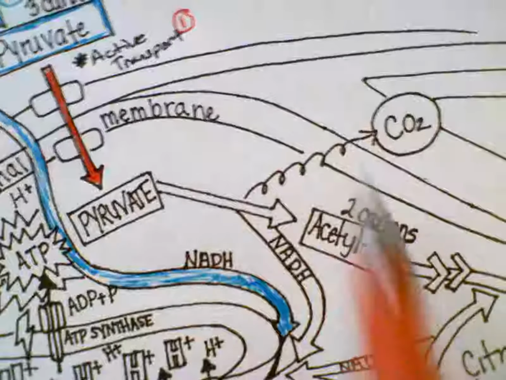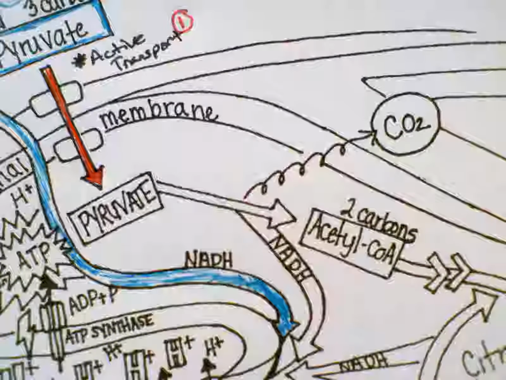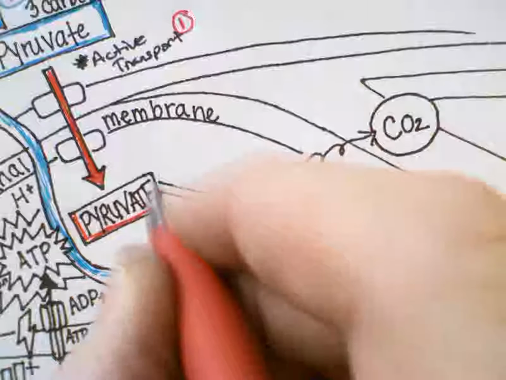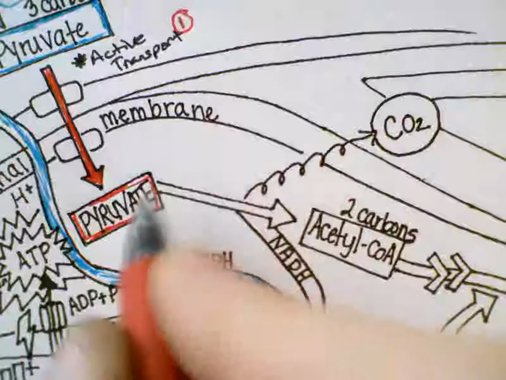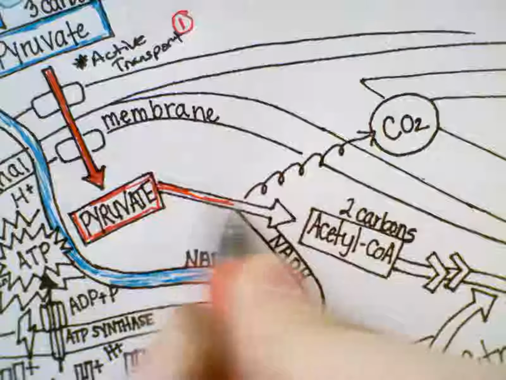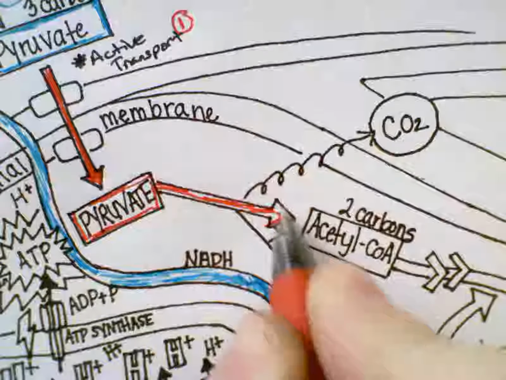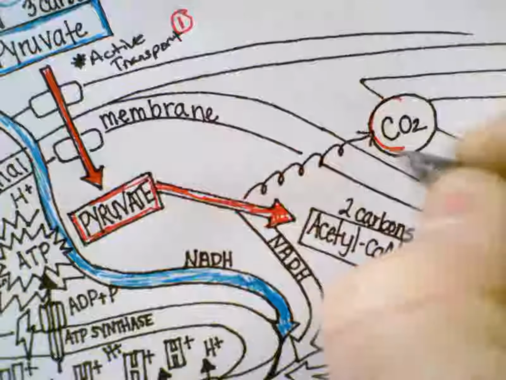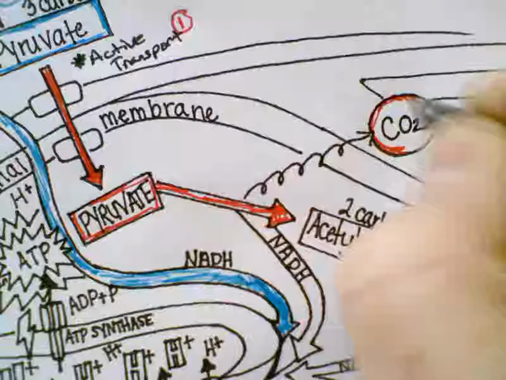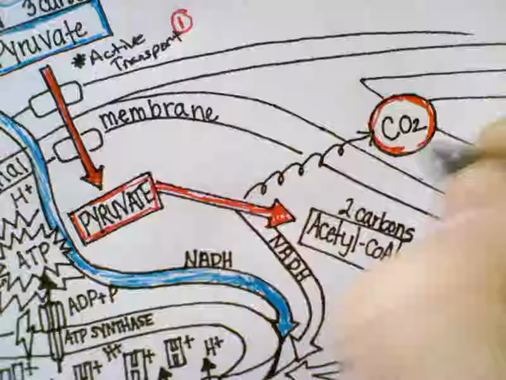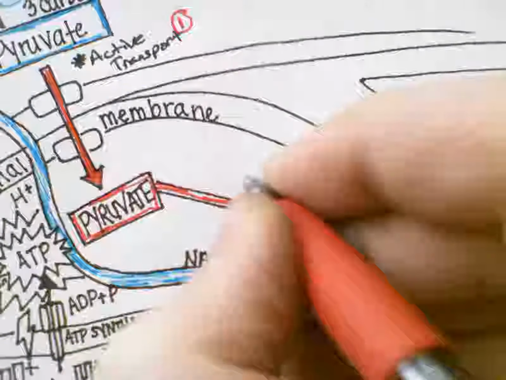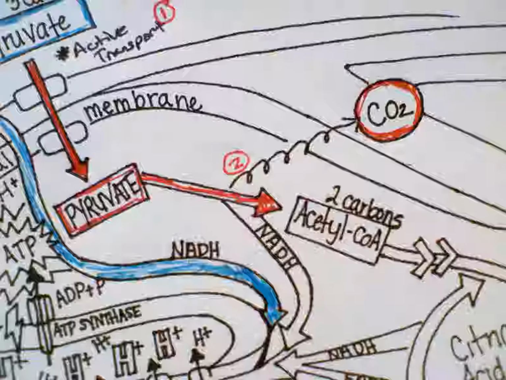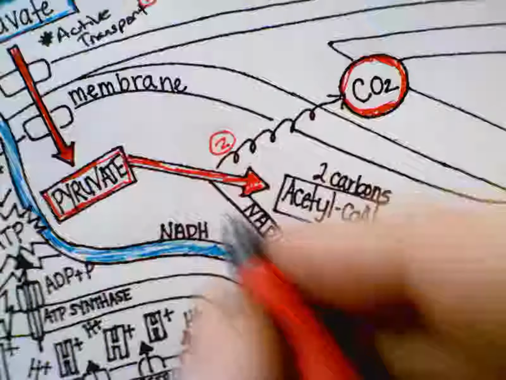You can see our CO2 spiraling off of the reaction. So I'm going to outline our pyruvate here. I'm going to draw in our arrow. Here goes that CO2. And that is step 2. Okay, good. What else needs to happen? It's right here.